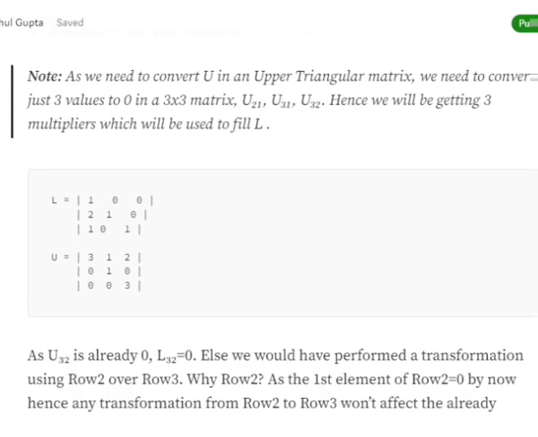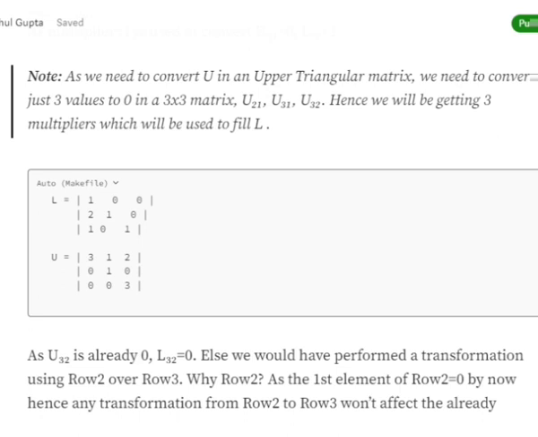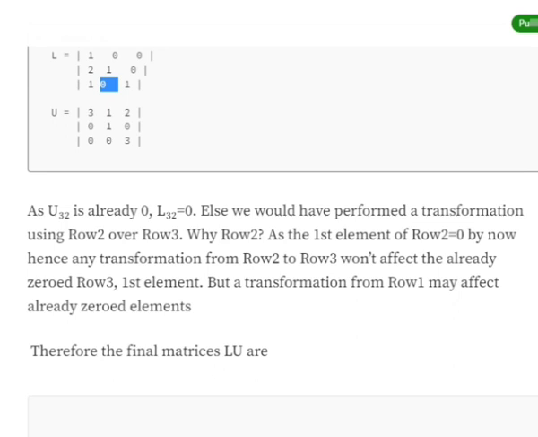So after two operations, we have got L equals 1 0 0, 2 1 0, 1 0 1, and U equals 3 1 2, 0 1 0, 0 0 3. You got my point because we have applied two operations, one on row 2, the other on row 3. Similarly, the two multipliers that we have used are 2, which is placed here, and 1, which is placed here. Now the remaining point is actually already 0. If that is the case, then the multiplier that we would be using for any transformation would be 0, right? You can multiply it with anything, it will become 0 only. So in that case, this value remains 0 only. So now all three values in our upper triangular matrix have become 0.